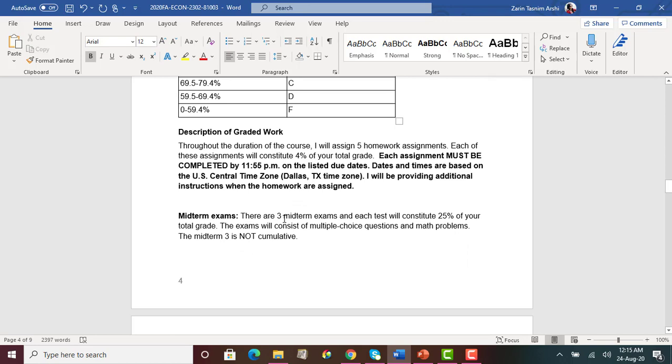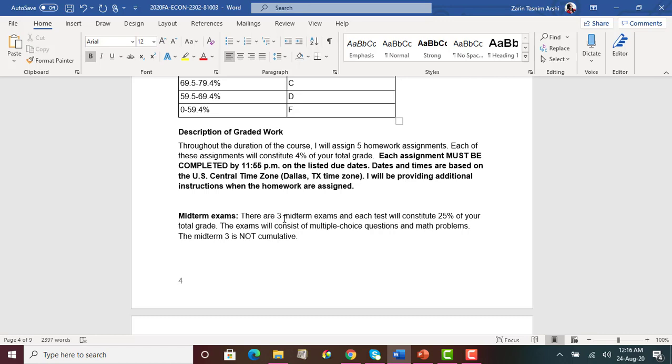Now, it's very important you submit your homework and discussion boards on time. If I say your homework is due on August 24th, that means by 11:59 p.m. you have to submit it. Now, you will be given instructions on how to submit it.